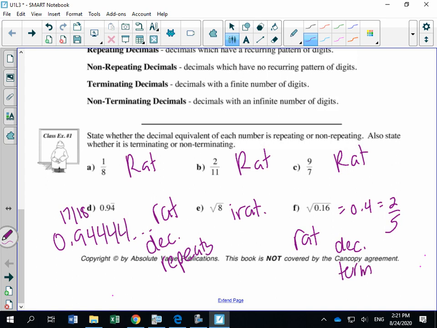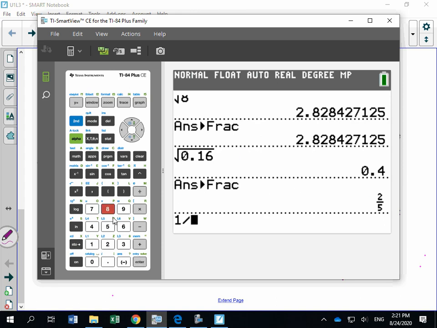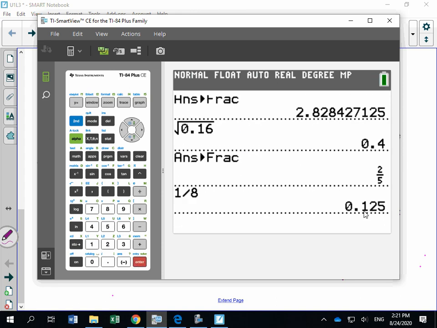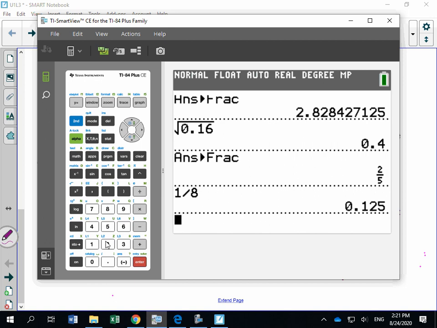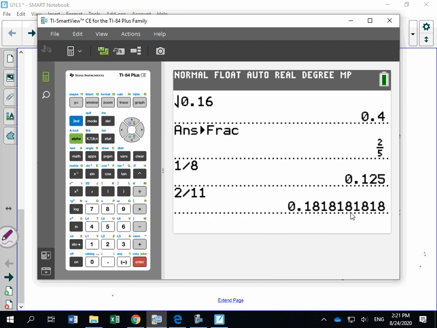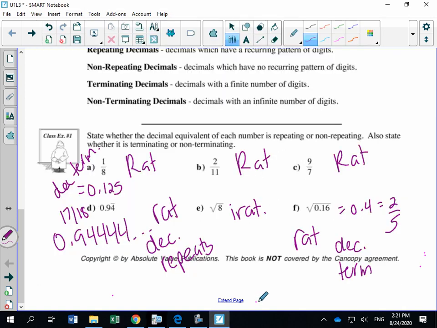Okay, let's look at all of these three. So for A, 1 over 8. Terminating decimal. So write down 0.125 and then write down decimal terminates. Let's figure out 2 over 11. 1, 8, 1, 8, 1, 8 with a bar over top. Decimal repeats.